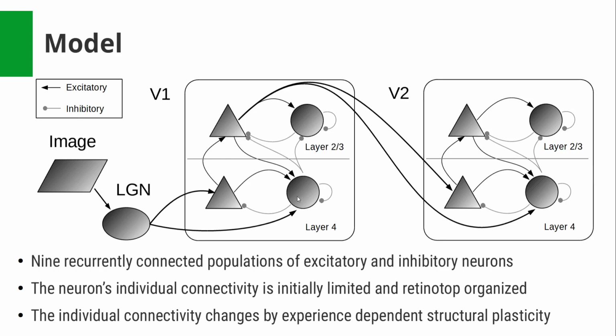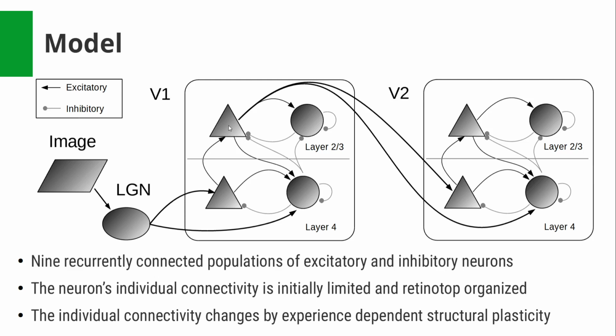We have 9 populations of recurrently connected neurons. These are about some thousand neurons and about 1 million synapses. For the initial connectivity, we use theoretical assumptions on the organization. Each neuron has a limited window of connected neurons, and the connections of the neurons are retinotopically organized. On population and layer level, the connectome was designed to follow findings on the neocortical connectivity.